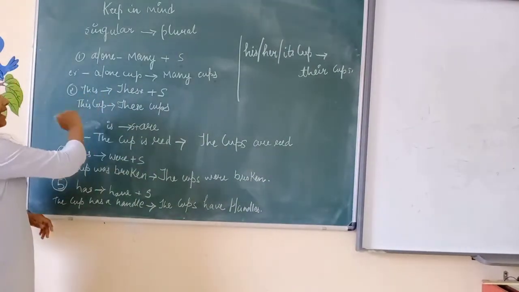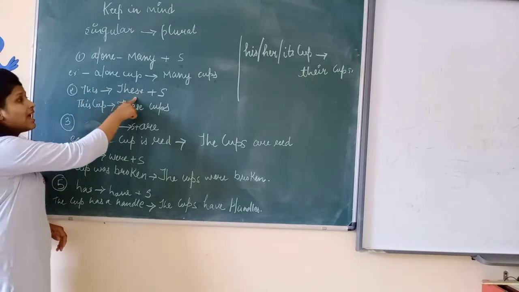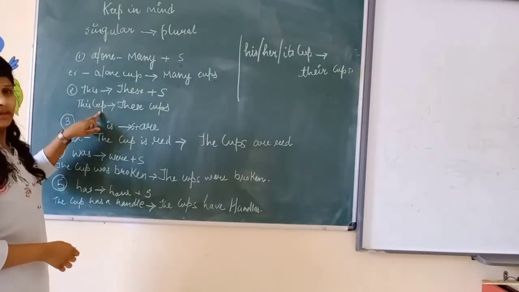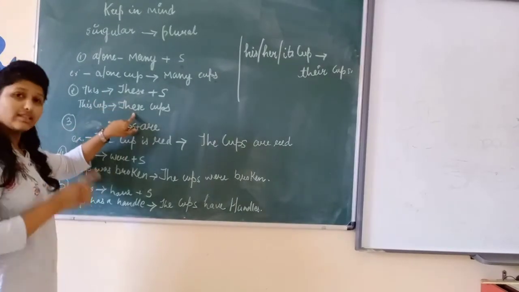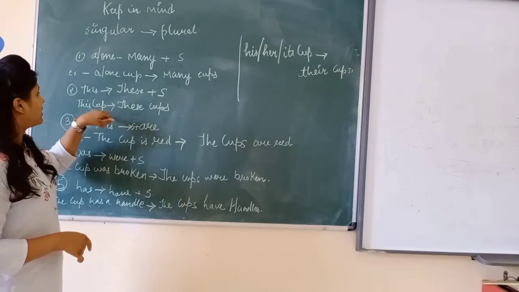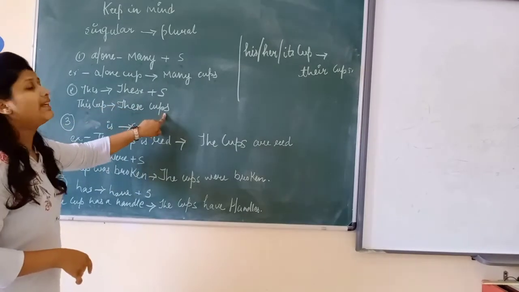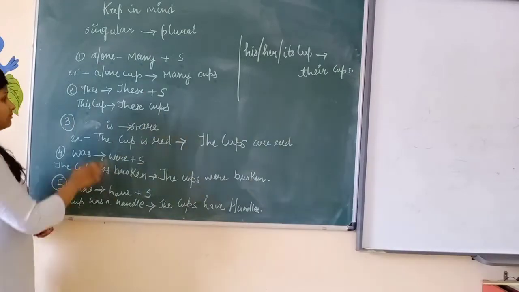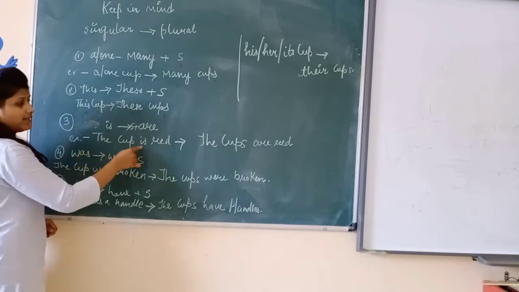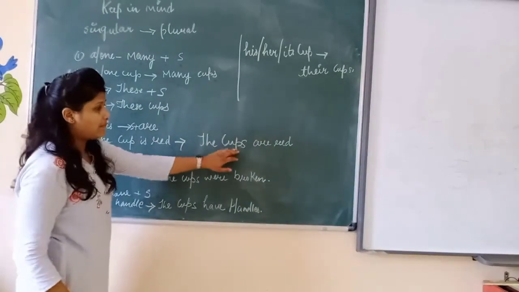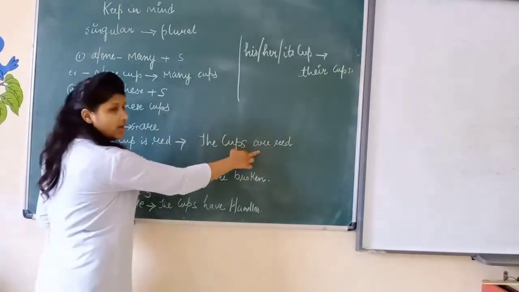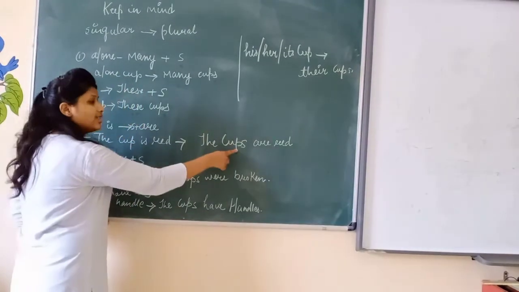The second thing is that this changes to these and we add s to the noun. For example, this cup. So, when we change this singular noun to plural noun, it becomes these cups. We are going to change this to these and going to add s to the noun. Third, is changes to are. For example, the cup is red. So, the cups are red. Here too, we change is to are and going to add s to the noun.